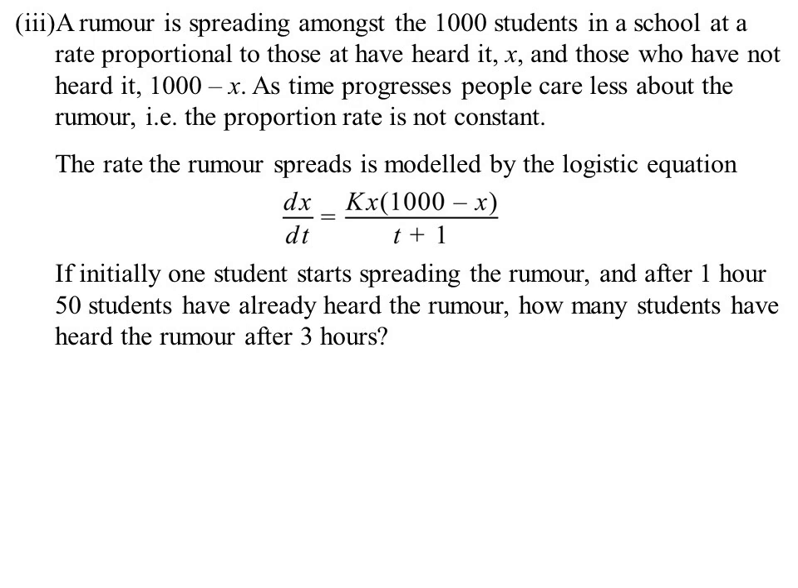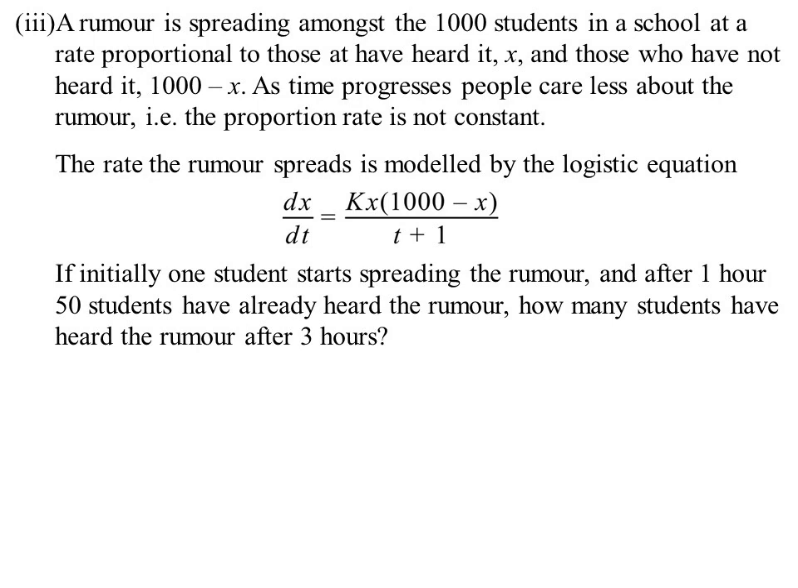So the proportion rate is not constant. And that's why it's not just k times that, it's k over t plus 1. It's being divided by time. It's inversely proportional to time. The longer time goes along, that constant gets smaller and smaller. So we have this new logistic equation.